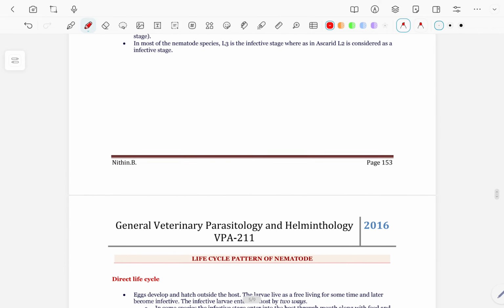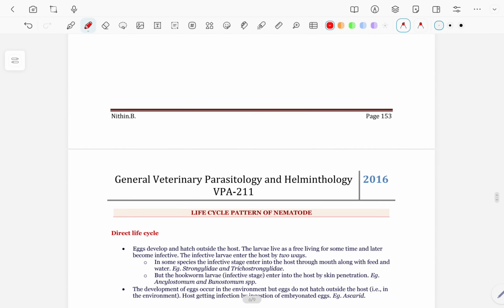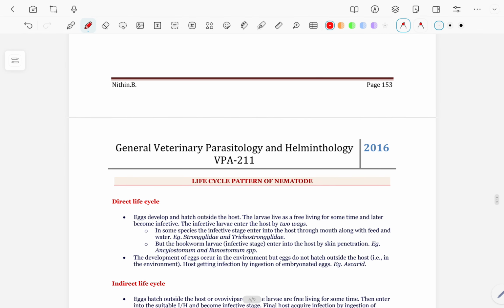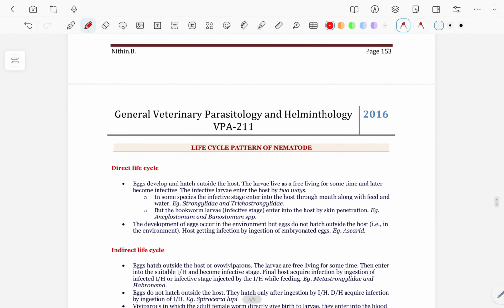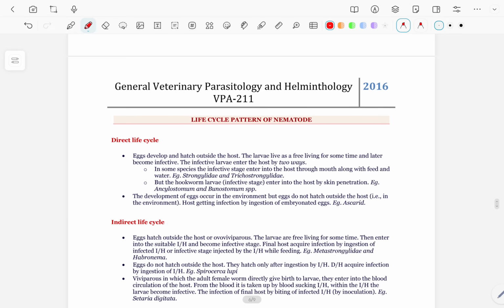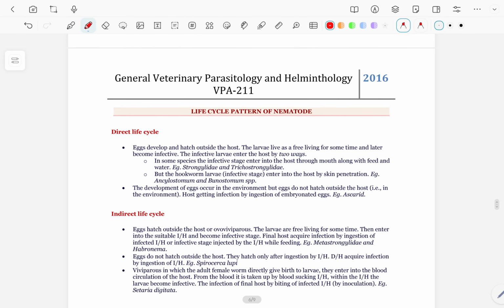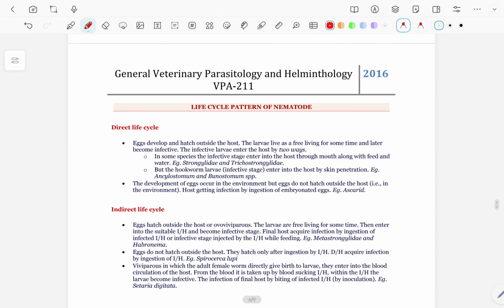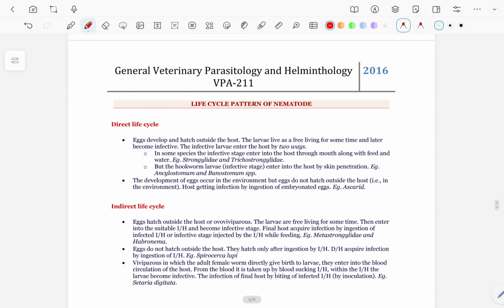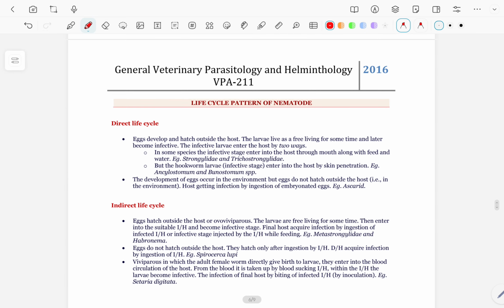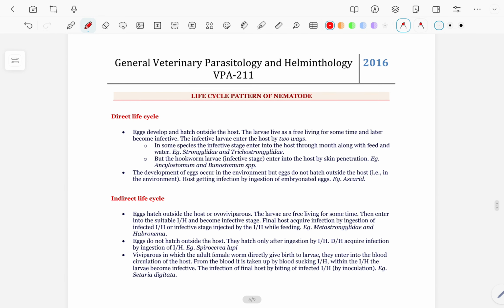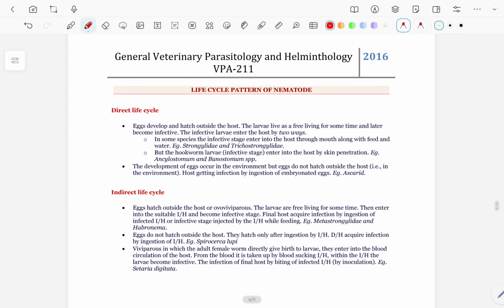Life cycle pattern of nematodes. Direct life cycle: the egg develops and hatches outside the host. The larvae live as free-living for some time and later become infective. The infective larvae enter the host in two ways.